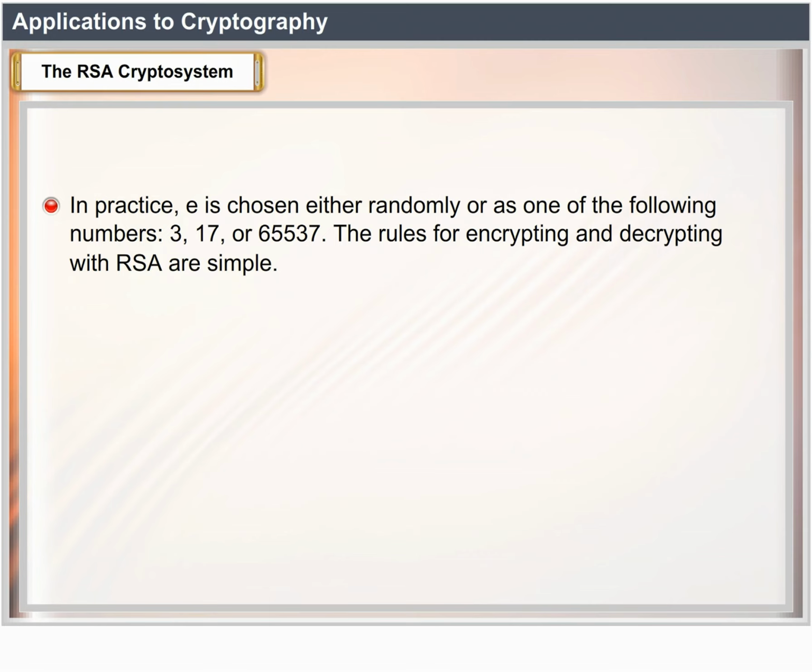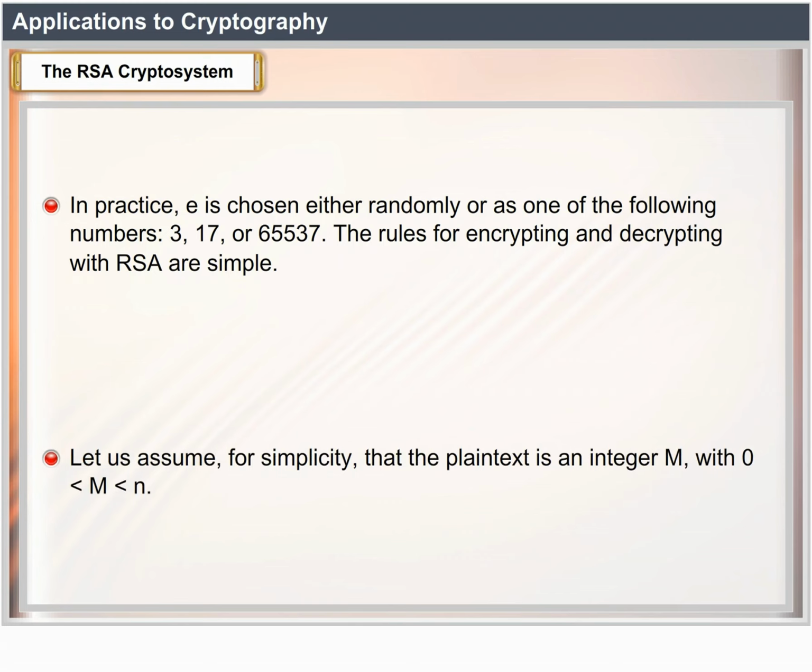The rules for encrypting and decrypting with RSA are simple. Let us assume, for simplicity, that the plain text is an integer m with m between 0 and n.